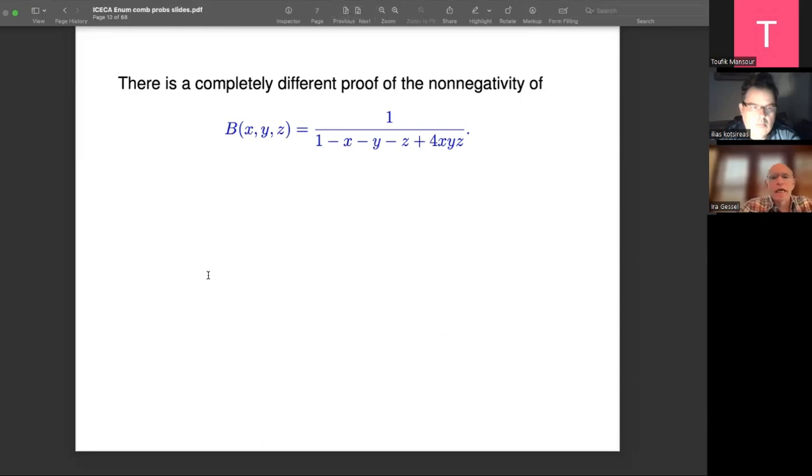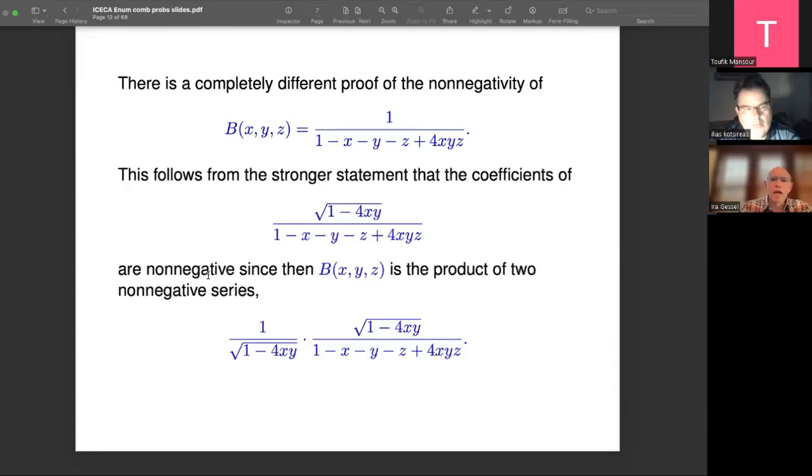There's an interesting, completely different proof of the non-negativity of b of x, y, z. And I don't know of any connection between these two. I don't know of any way of generalizing these two proofs to give you something more general. The non-negativity of b follows from the stronger statement that the coefficients of this fraction, which is no longer rational, you have a square root of 1 minus 4xy in the numerator, are non-negative. And since then, b of x, y, z is the product of two non-negative series.